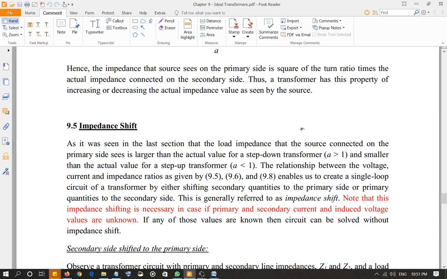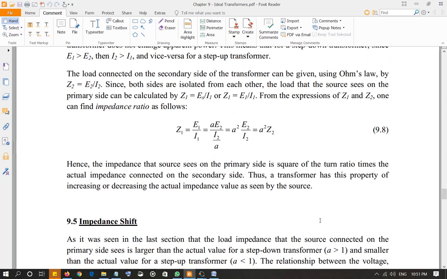Now let's discuss the last topic of this chapter, which is impedance shift. We were discussing in the last topic how the impedance connected on the secondary side is seen on the primary side. On the primary side, the impedance connected on the secondary side is seen as the product of that impedance times the square of the turns ratio.